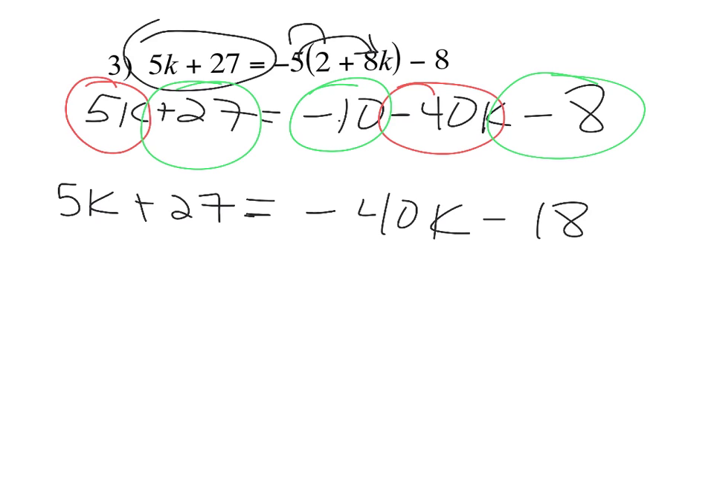I feel like you have some like terms because you have a 27 right there and you have a negative 18 right there. So you can put them together. That's why it was my next step. It is. Yeah.